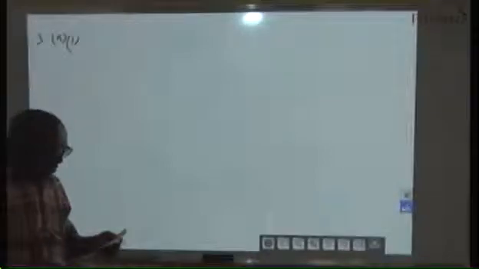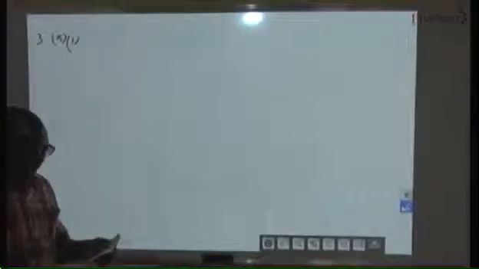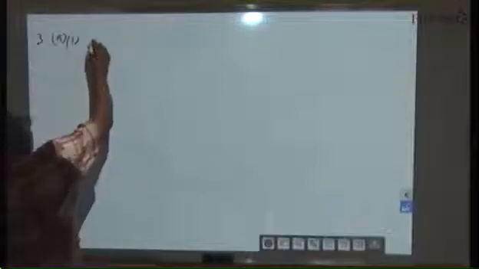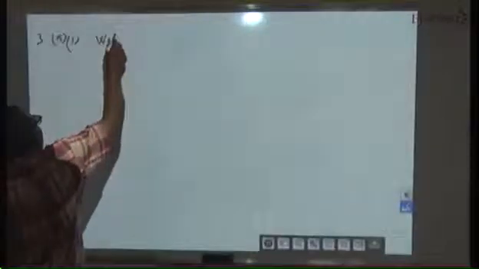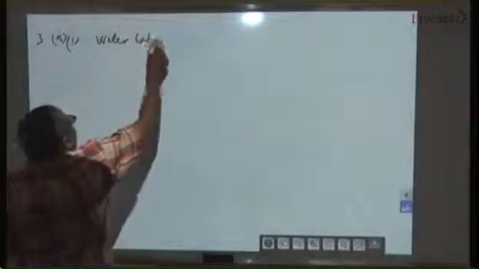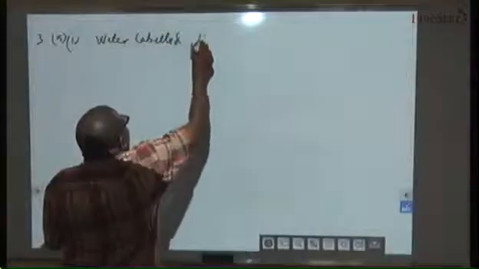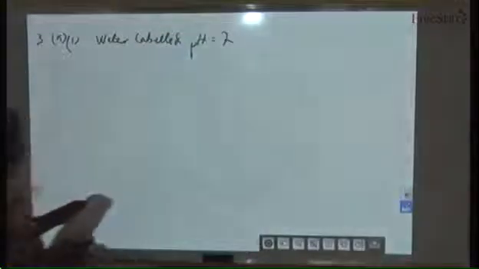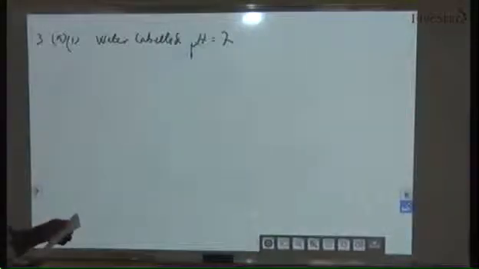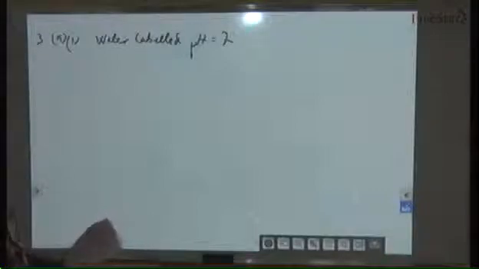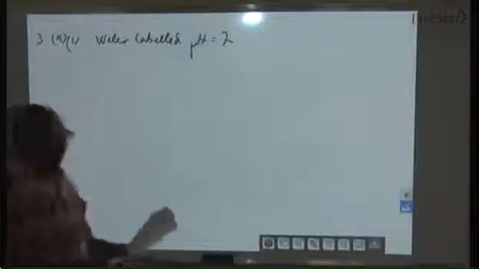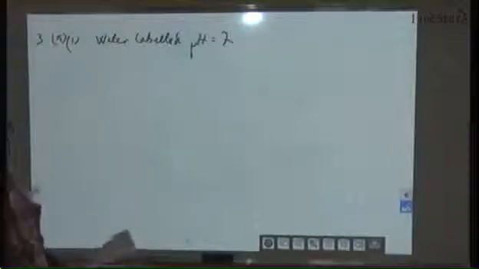Question 3. The bottle of Kilimanjaro drinking water is labeled pH equal to 7. Chemically, what does it mean? If a bottle of Kilimanjaro drinking water is labeled pH equal to 7, what does it chemically mean?